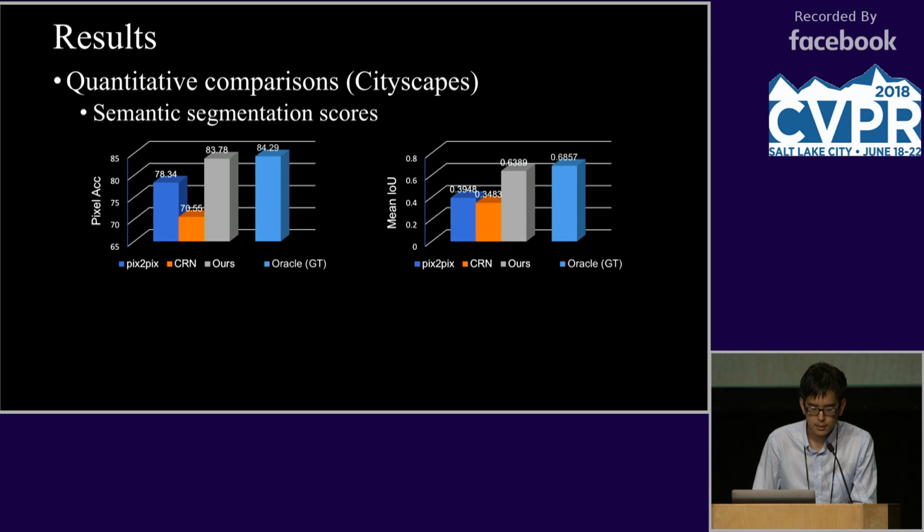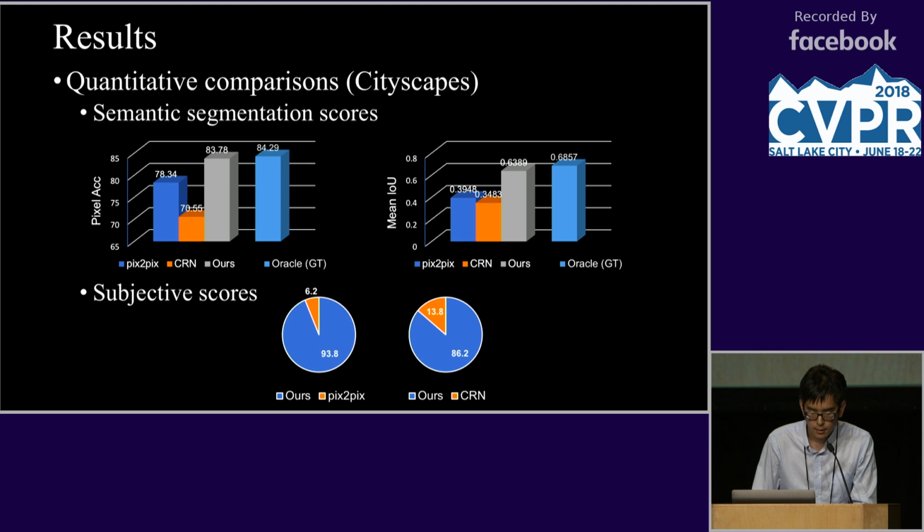We also compare to the Oracle results where the segmentation is run on the original images. Note that our results are pretty close to the Oracle result. Next, for a subjective user study, about 93% of the users prefer our results to Pix2Pix and 86% to CRNs.